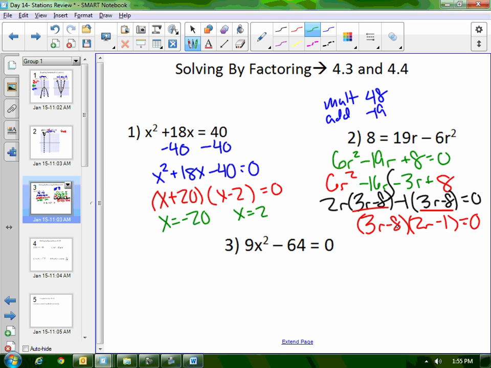So if I set a little equation up, this equals 0, I would add 8, divide by 3. So that's 8 thirds. I would add 1, divide by 2, that's 1/2. So 8 thirds and 1/2 are my two zeros.